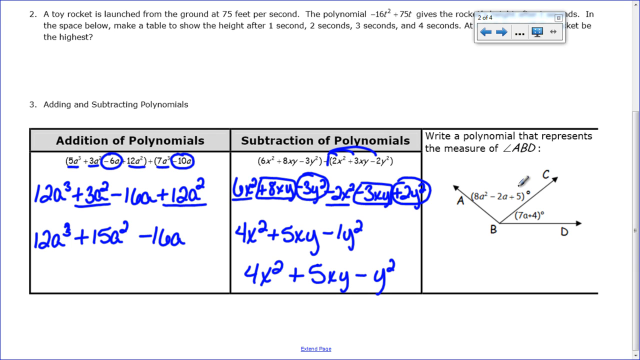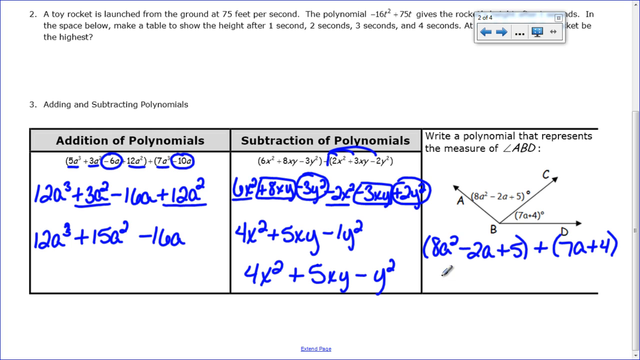So this next one here, you have a picture of an angle, and it says to write a polynomial that represents the measure of angle ABD. Well, ABD is this great big angle that is the combination of these two. So I'm going to have to add these two together. So the first thing I'm going to do is write out what I have. I have 8a squared minus 2a plus 5 plus 7a plus 4. Now I'm going to add like terms.